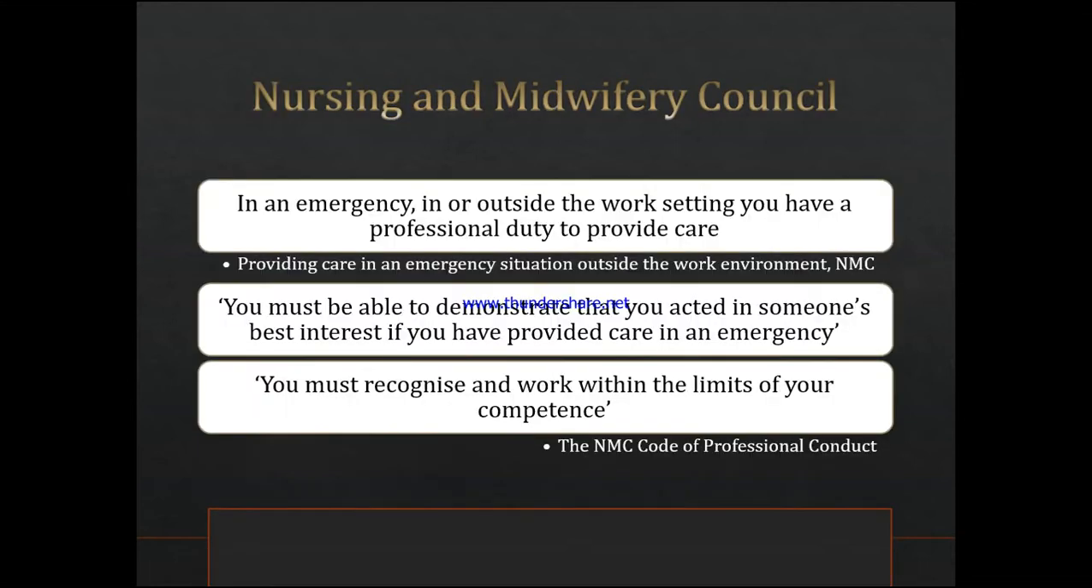And I just want to start with the Nursing and Midwifery Council, the NMC. So this is for registered nurses, adult nurses, paediatric nurses, etc., anyone who has a license with the NMC. So the NMC states that you must be able to demonstrate that you acted in someone's best interest if you have provided care in an emergency, and you must recognise and work within the limits of your competence. So what does that mean?